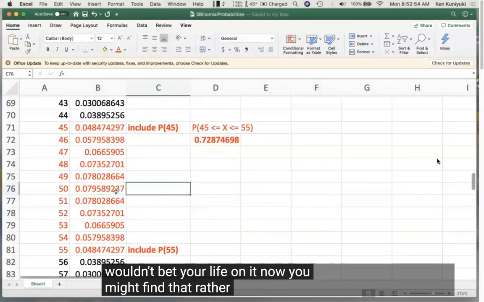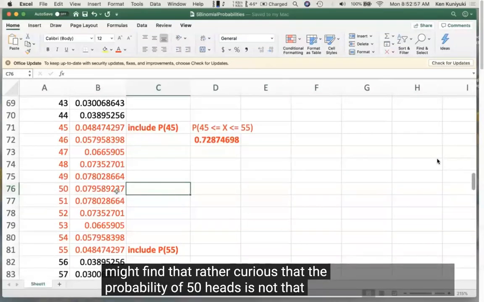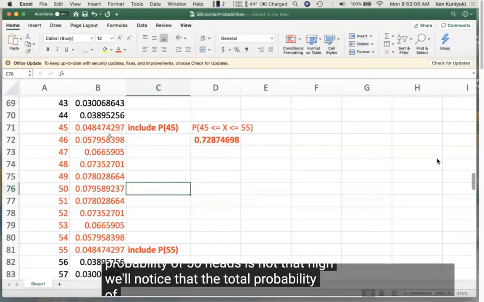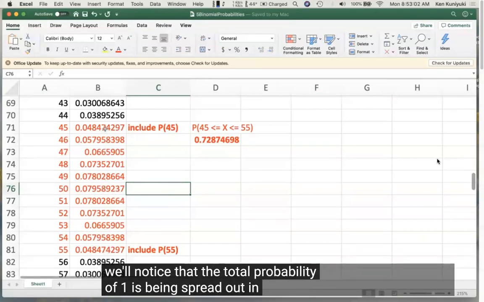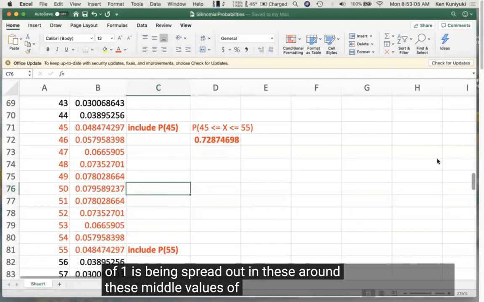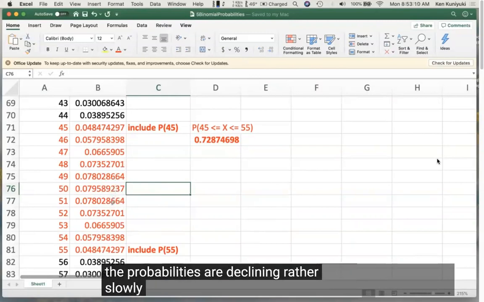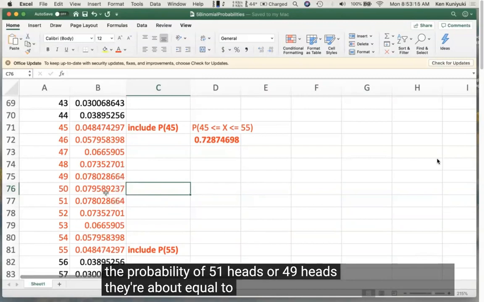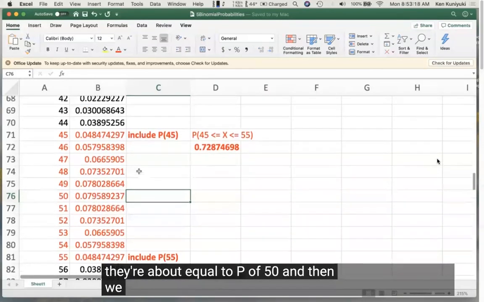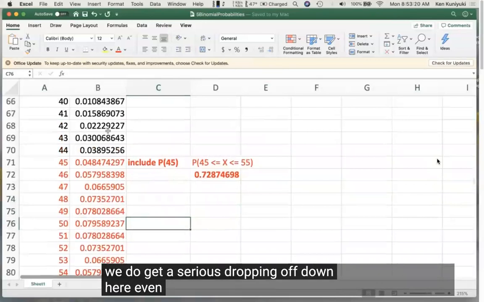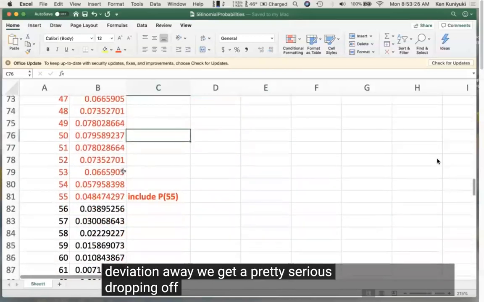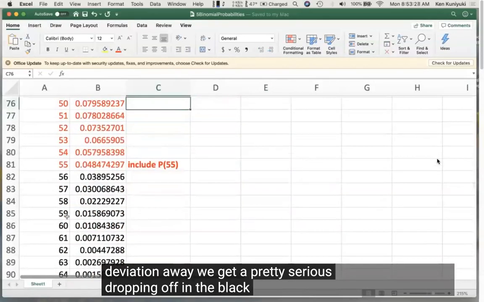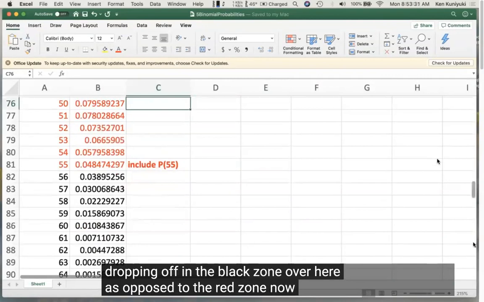Now, you might find that rather curious that the probability of 50 heads is not that high. We'll notice that the total probability of 1 is being spread out in around these middle values of x. You can see how the probabilities are declining rather slowly around here. The probability of 51 heads or 49 heads, they're about equal to p of 50. And then we do get a serious dropping off down here. Even when we get one standard deviation away, we get a pretty serious dropping off in the black zone over here as opposed to the red zone.